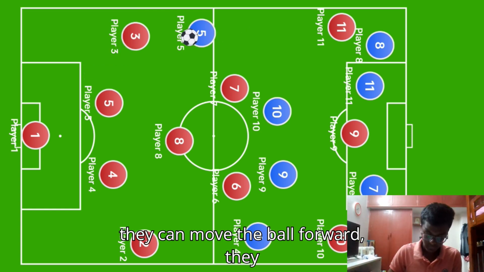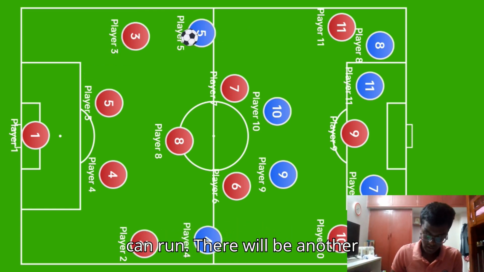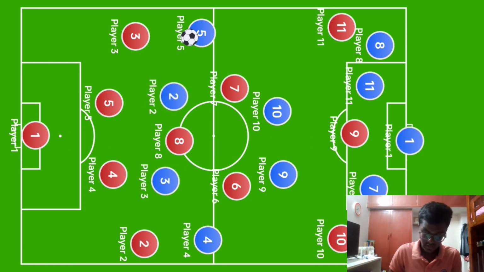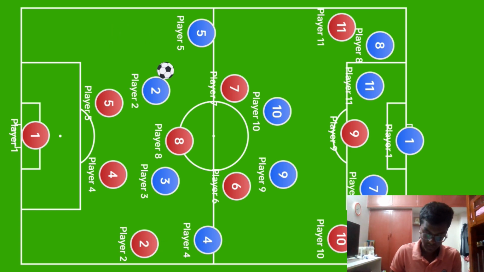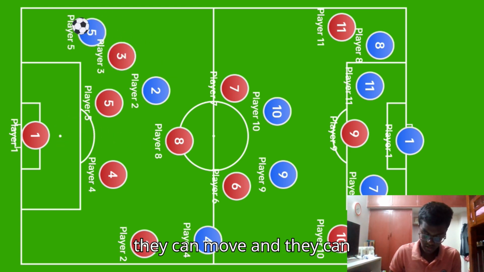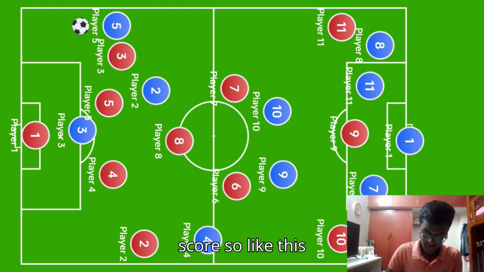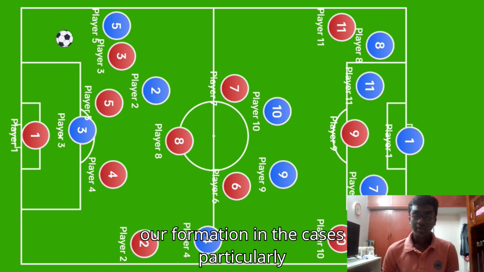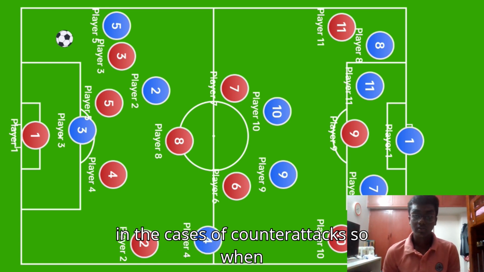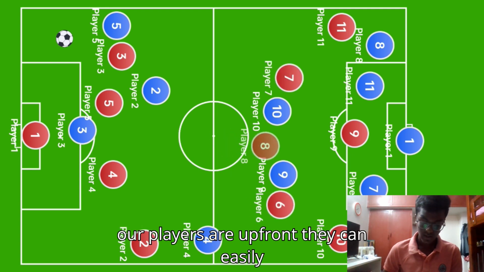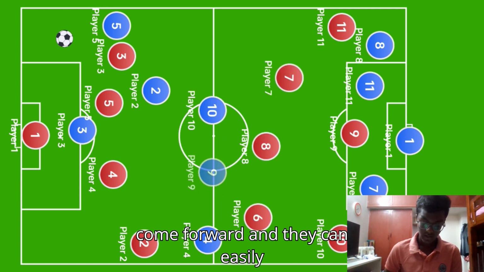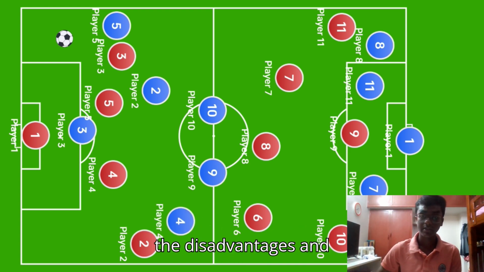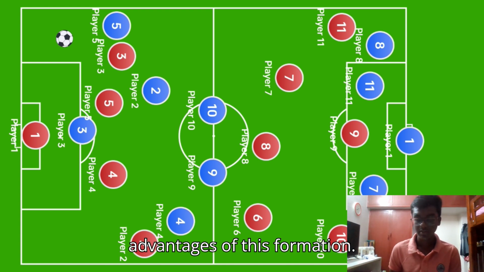They can move the ball forward. You can run. There will be other players, so they can easily counter attack. They can move and they can score. So like this, they can easily exploit our formation, particularly in the cases of counter attacks. So when our players are up front, they can easily come forward and counter attack. So that's it. These are the disadvantages and advantages of this formation.